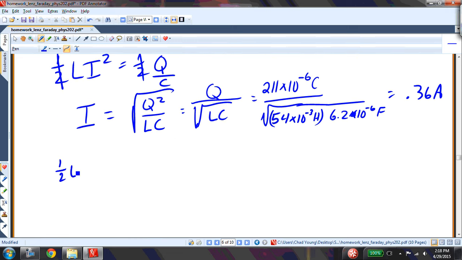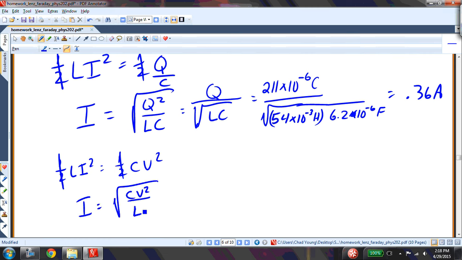By the way, you could have done this slightly different way if you wanted. You could have said 1/2 Li squared equals 1/2 CV squared. That would have been the same way, and I'm looking for I, the square root of CV squared over L, which is V times the square root of C over L. If you put in those values, you also get 0.36 amps. This is just a different expression for the energy stored by a capacitor. Remember, because you substitute Q equals CV into it. That's number 6, and I'll come back for number 7.